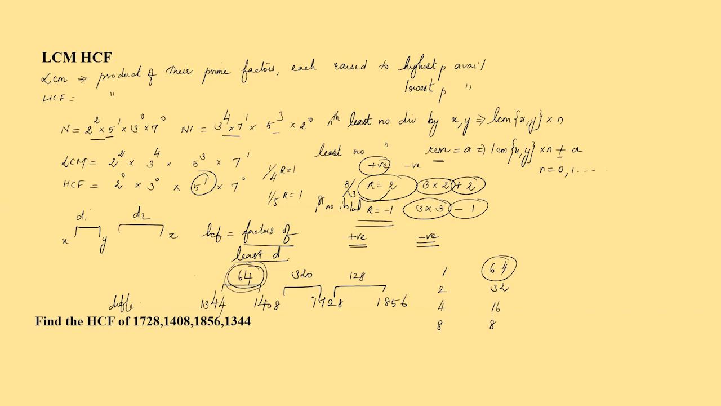That one you divide by 64 and check, you will get a quotient of 27. Finally, 1856, you divide it by 64 and check, you will get a quotient of 29. So all these numbers are divisible by 64. So the HCF of these numbers becomes 64.